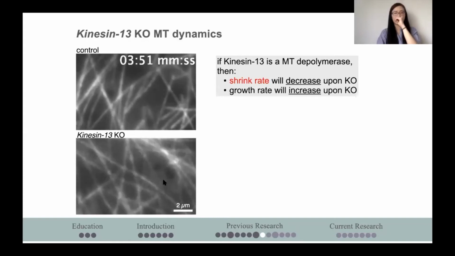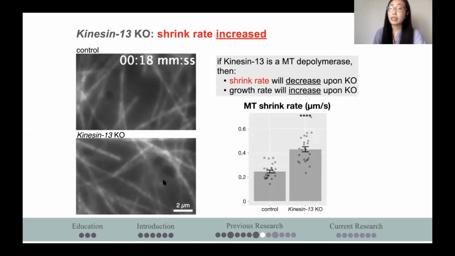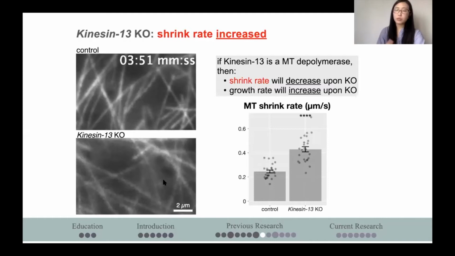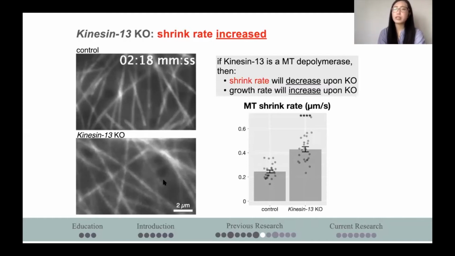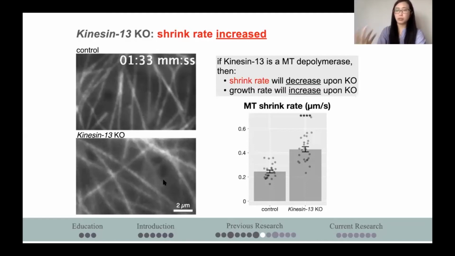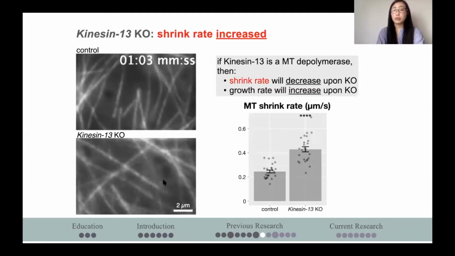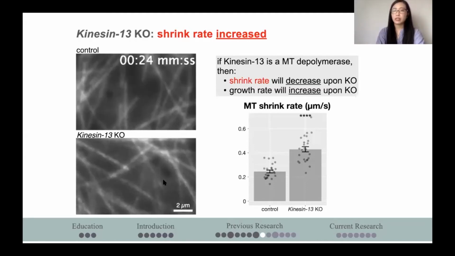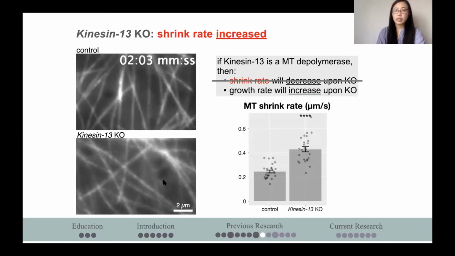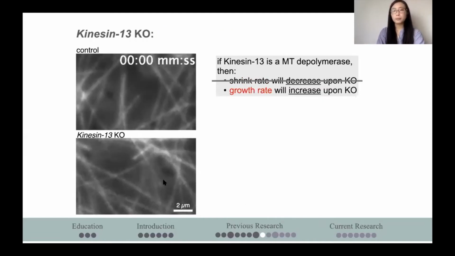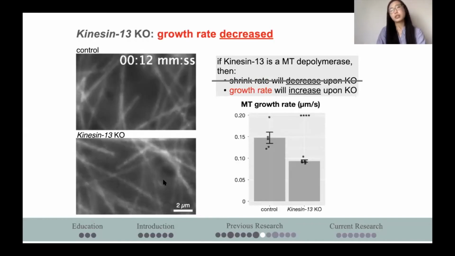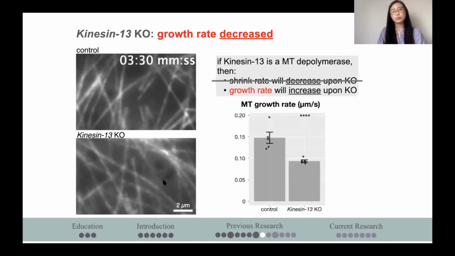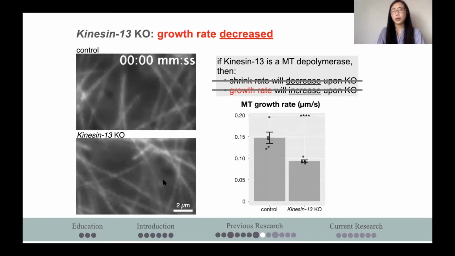However, it was found that the shrink rate actually increases. So when you remove a depolymerase, at least what we thought, the shrink rate should decrease, but it was the reverse instead. So this hypothesis that we have is actually wrong. But in any case, I went on and I measured growth rate. And again, instead of increasing, the growth rate actually decreases. So this hypothesis is also wrong.